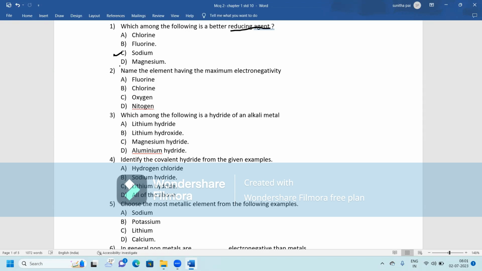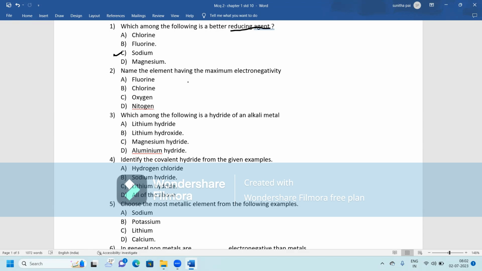What is a reducing agent? Well, gain of electron is reduction. So the atom which supplies the electron is a reducing agent, and we know that alkali metals readily lose their electron. They can give away their electron easily. So among the options given here, the only alkali metal is sodium.